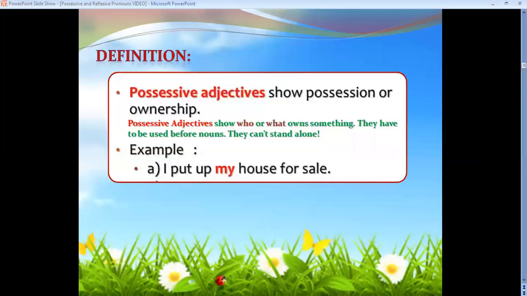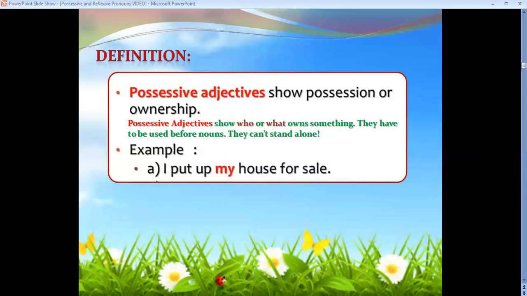Let's continue. What do I mean when I say possessive adjectives? Let's read together the definition. Possessive adjectives show possession or ownership. Possessive adjectives show who or what owns something. Remember? They have to be used before nouns. That's a condition. Please, guys. When I say possessive adjectives, they can't stand alone. We need to use them before nouns.